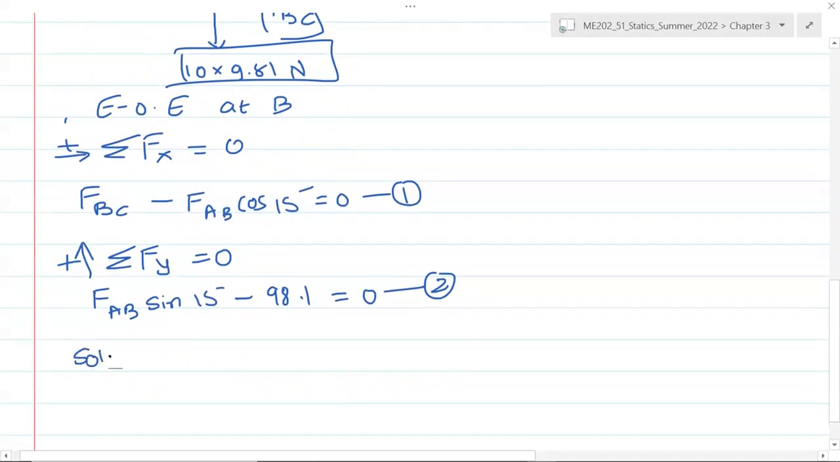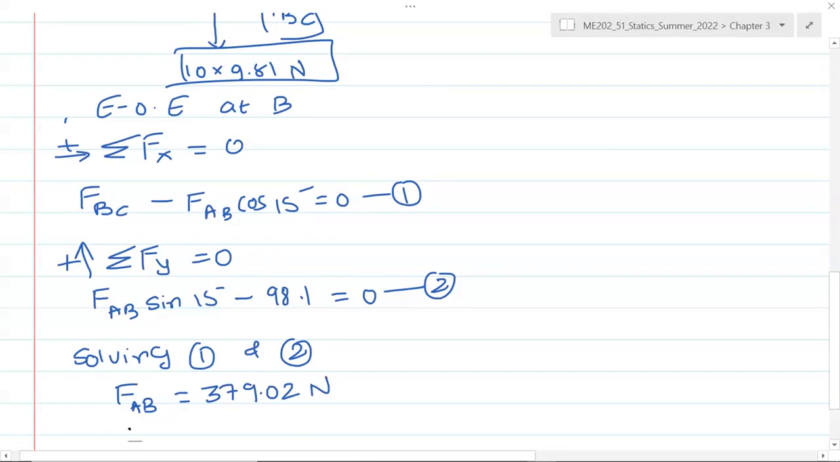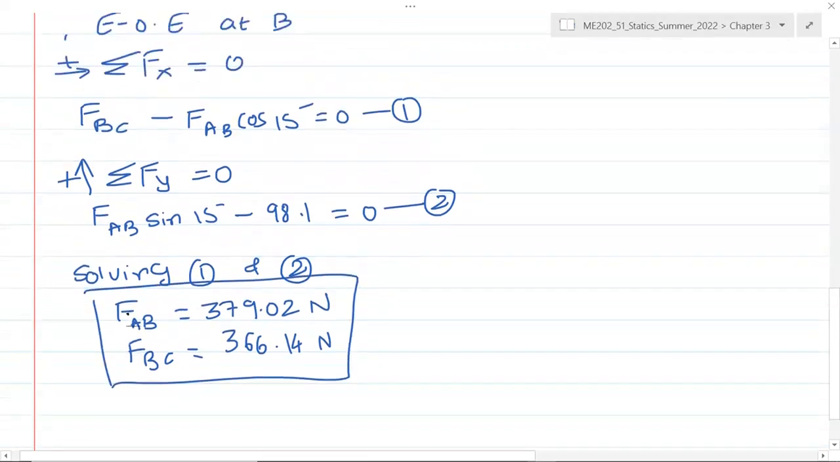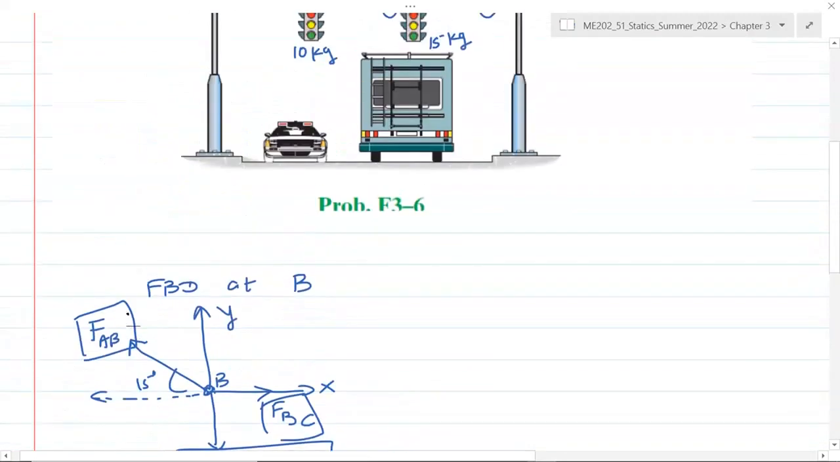So solving 1 and 2, we get FAB equals 379.02 newtons, and we get FBC as 366.14 newtons. So we have solved for two unknown forces, FAB and FBC, using free body diagram at B.